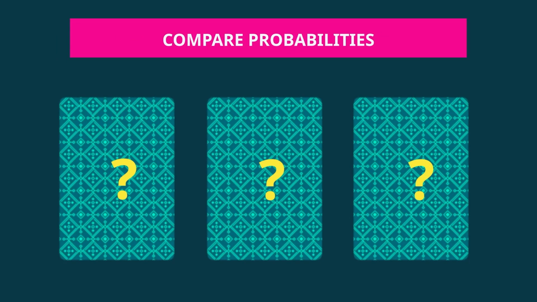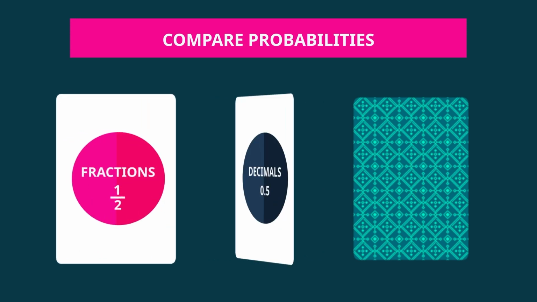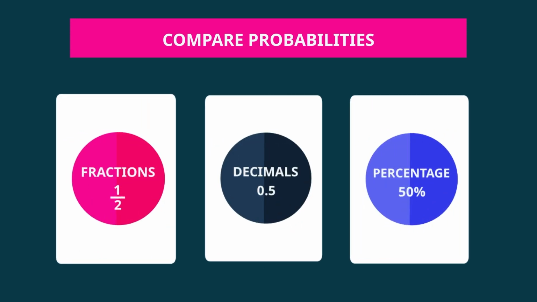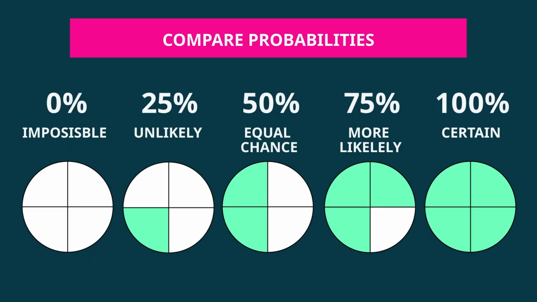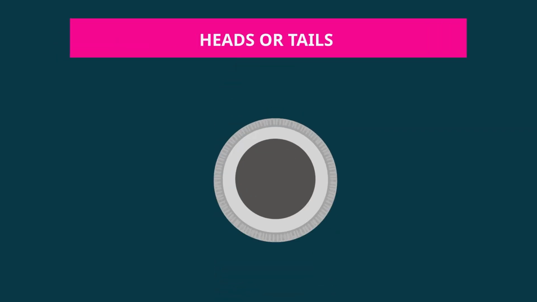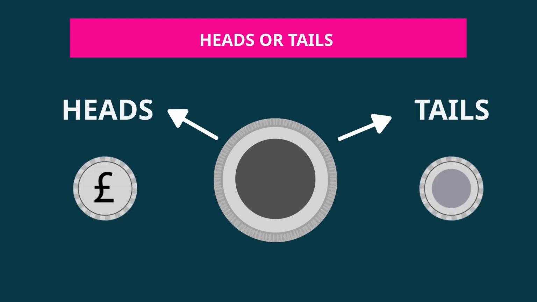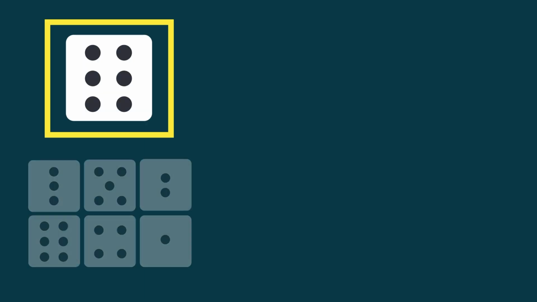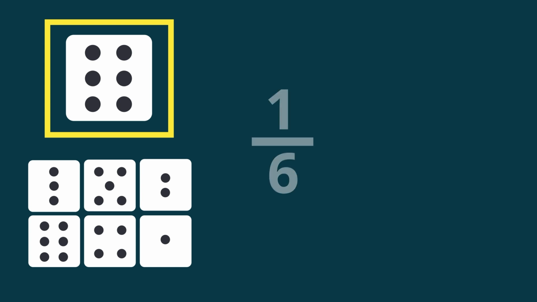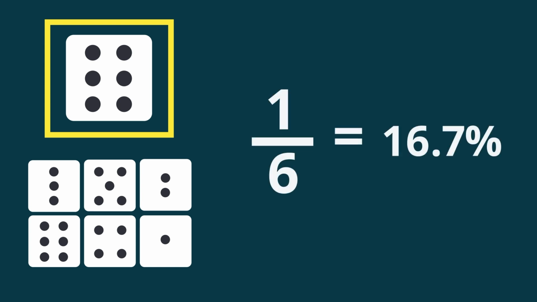Probability is a way of measuring how likely something is to happen. We can show probabilities as fractions, decimals, or percentages. They always range from 0 to 1, or 0% to 100%. For example, the probability of flipping a coin and getting heads is 50% or a half, or rolling a 6 on a standard die being 1/6, about 16.7%.